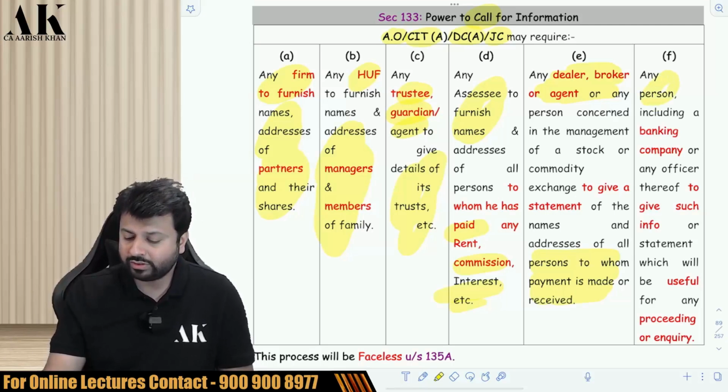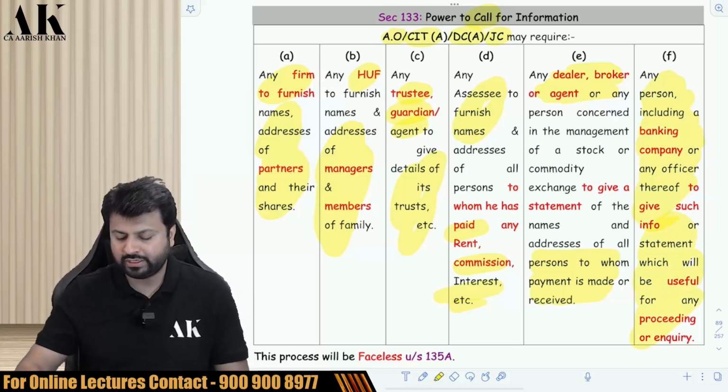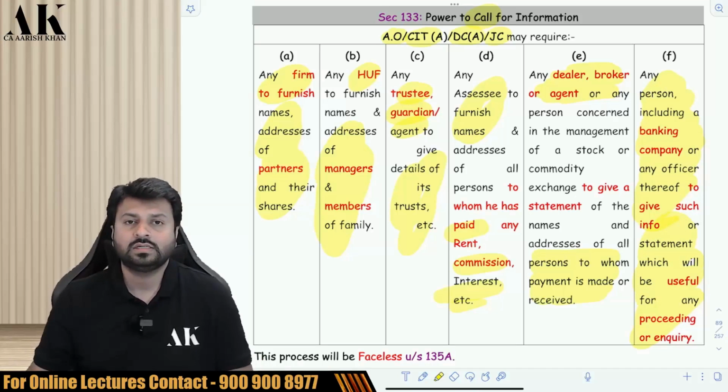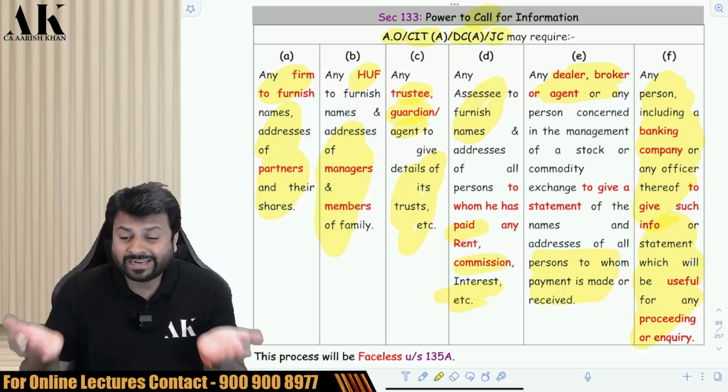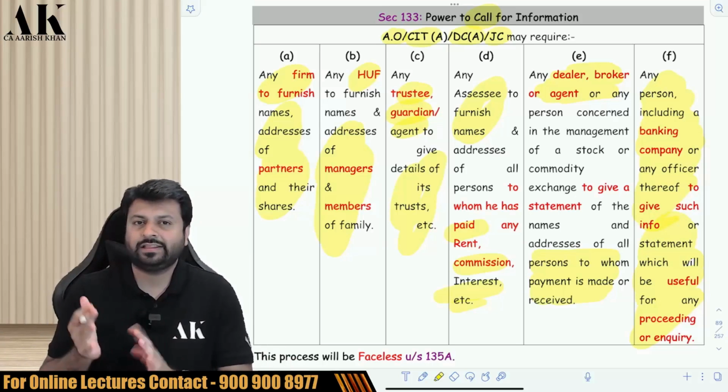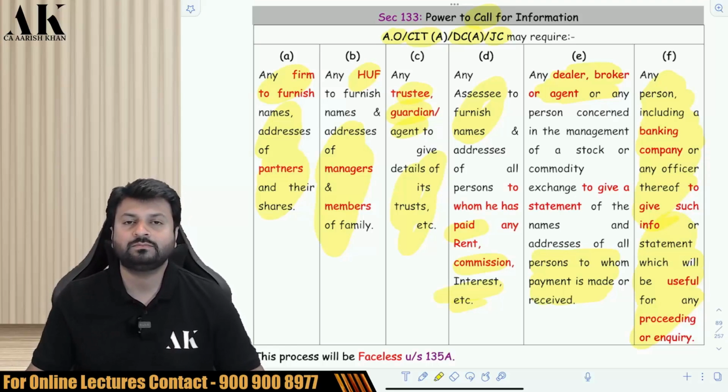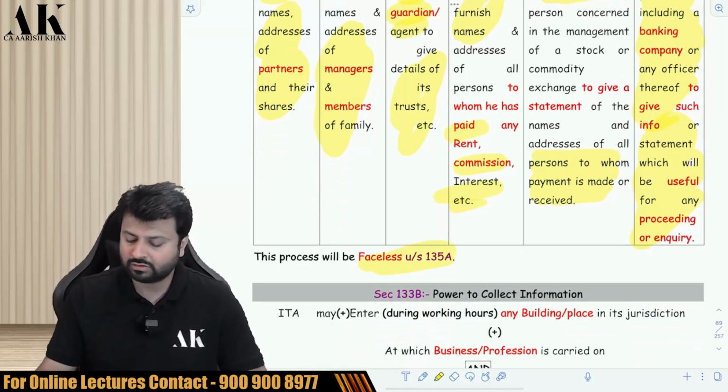They can send a notice to any person, including banking persons, to give such information which may be useful for any proceeding under this act. So this is just to get some information so that they come to know if there is anything wrong going on under the income tax law. This proceeding will also be faceless. Now the government has said that.